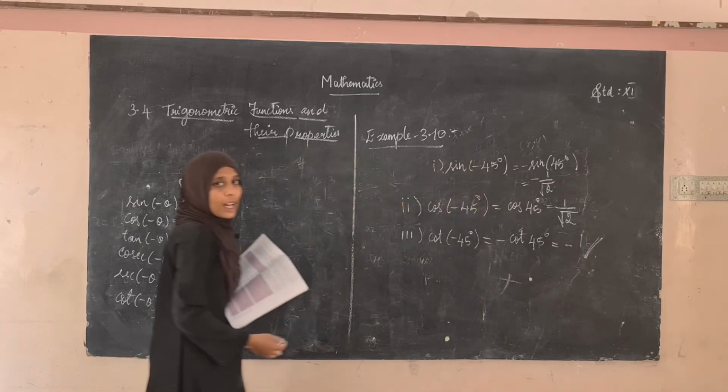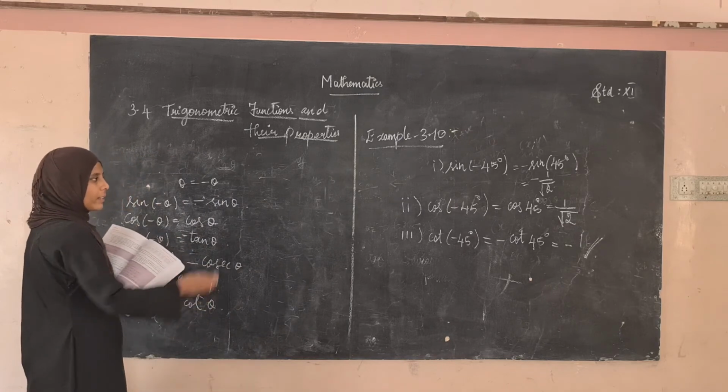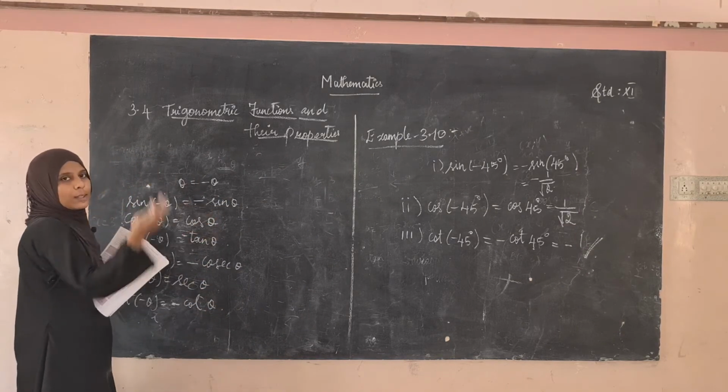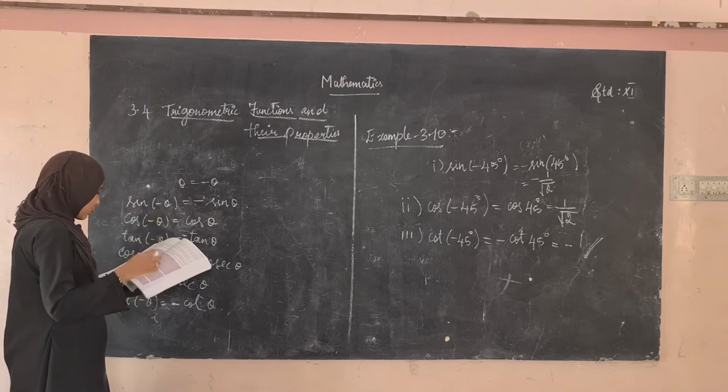Okay, that is the negative angles. When it comes to the negative angle, only for cos and secant it becomes positive, and for all the others the negative sign comes outside.